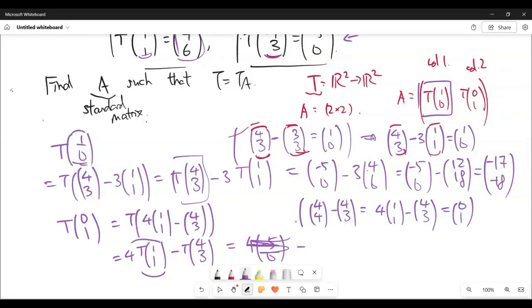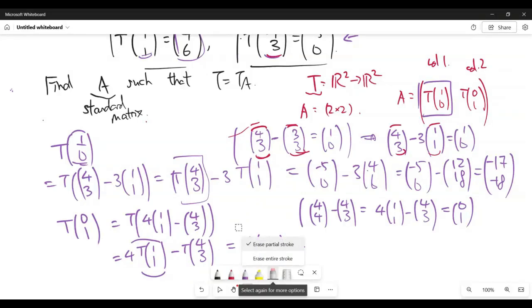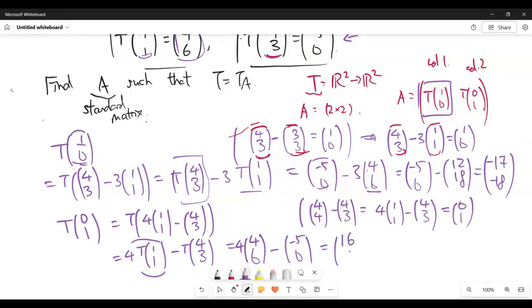Oh, I'm sorry about it. It's my bad, I read it wrongly. So actually, T of 1, 1 is the vector 4, 6. So it's like 4 times 4, 6 minus T of 4, 3. T of 4, 3 is minus 5, 0, right? So you see it's like 16, 24 for the first vector. The second one stays the same. So you can do the arithmetic now.